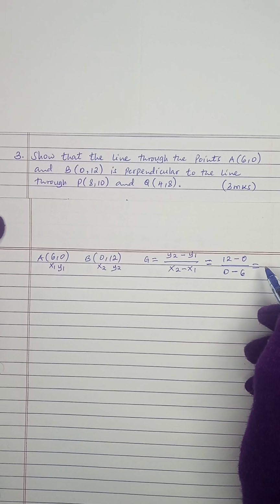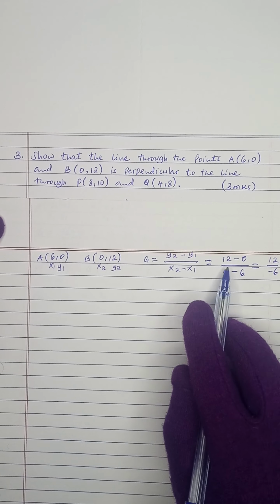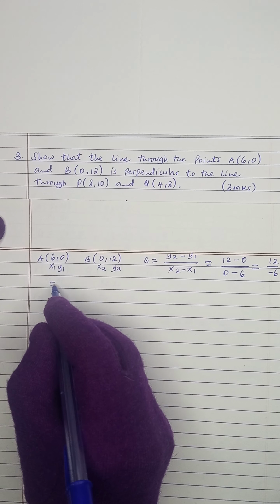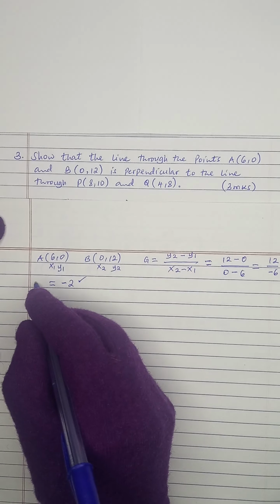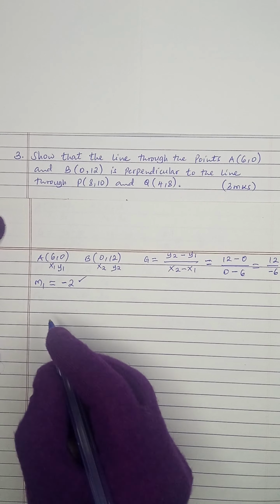So for this case here, we will obtain 12 all over -6. 12 all over -6, so that when you work it out, you'll get the answer to be -2. That is the gradient of the first line. Let's call it M1. Then secondly, you take the second line.